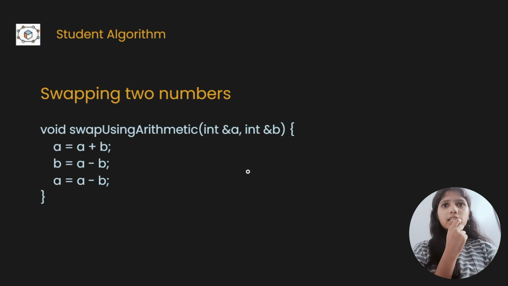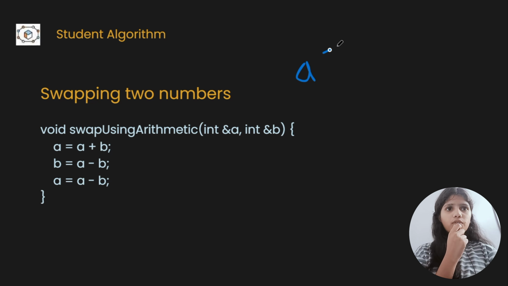Next we'll be moving to the swapping of 2 numbers. We all know swapping of 2 numbers using a temp variable. Like we have a is equal to 10, b is equal to 5.